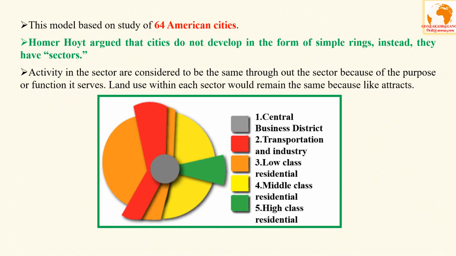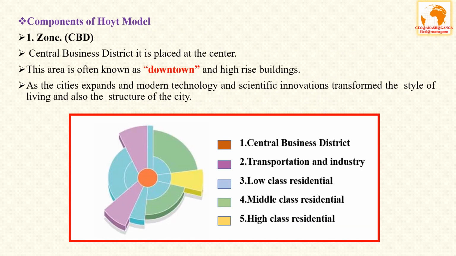Let us see the components of the Hoyt model. First zone, the CBD, Central Business District. It is placed at the center of the urban area. This area is often known as downtown and has high-rise buildings.